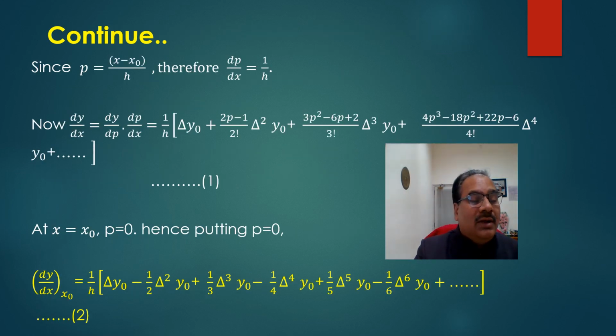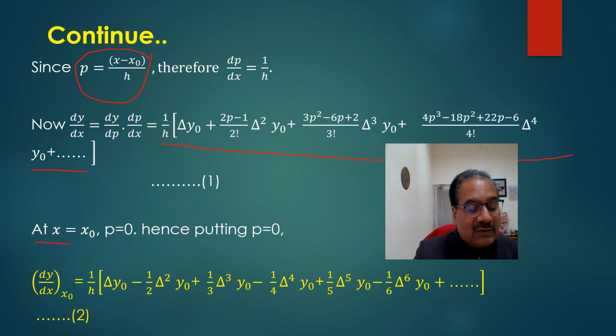Here we know p is (x minus x0) by h. Therefore, dp by dx is 1 by h. Now, dy over dx can be written as dy over dp into dp by dx. Using the previous result, which you have already calculated, multiplied by dp by dx, this is 1 by h times this. This is the original formula for dy over dx as required in the problem.